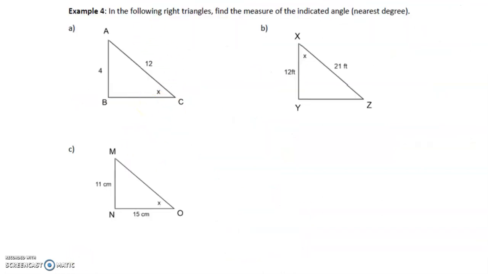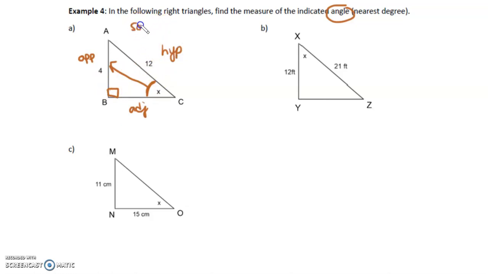Example 4. In the following right triangles, find the measure of the indicated angle. So this time, instead of finding the side lengths, we're finding the angles. So identify the angle that we're using in A, so that'd be x. We're going to label this as opposite. 90 degrees to the opposite is the adjacent. And then we have the longest side, which is the hypotenuse.